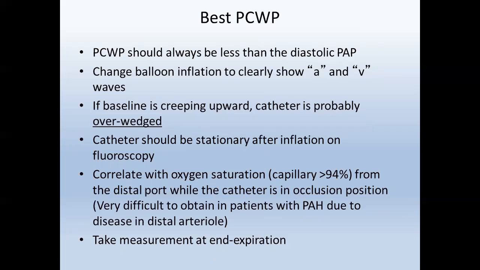Then correlate. The gold standard is to correlate with your oxygen saturation, but it can sometimes be very difficult to get oxygen saturation for patients with PAH, because their vessels are remodeled and you don't have any space to get the blood through the balloon. The balloon is completely occluded. Left heart disease is common, but in PAH it can be a problem. And you have to make all the measurements again at end-expiration.